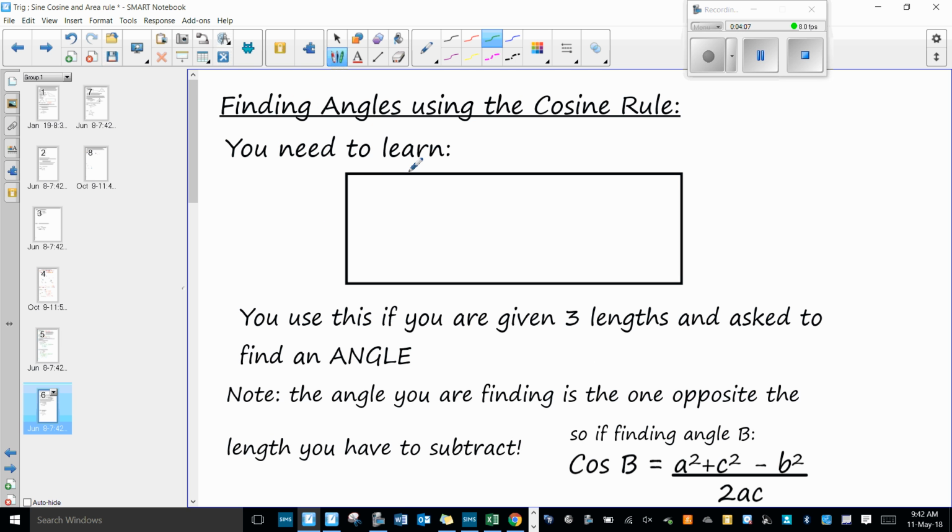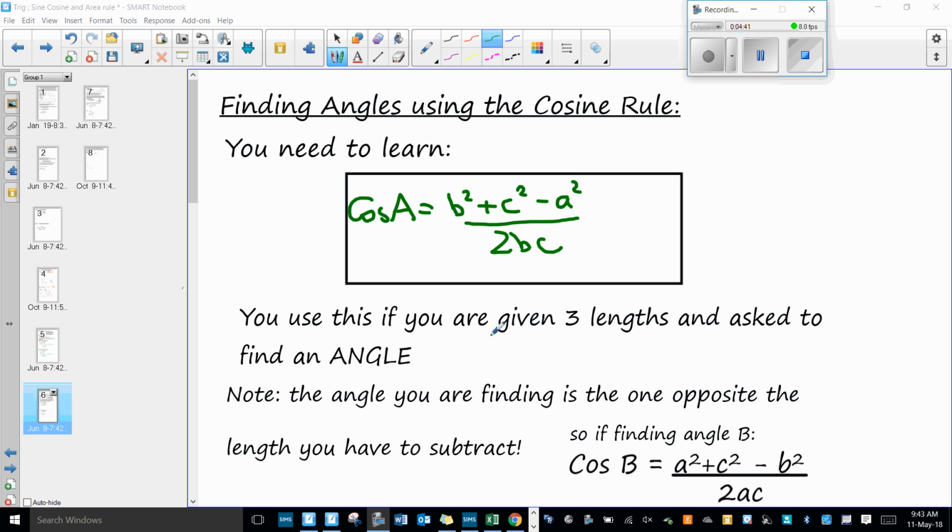So if we're finding angle A, the rule would start cos A equals b squared plus c squared minus a squared over 2bc. Let me give you the way that I remember it. You can ignore it if you wish.